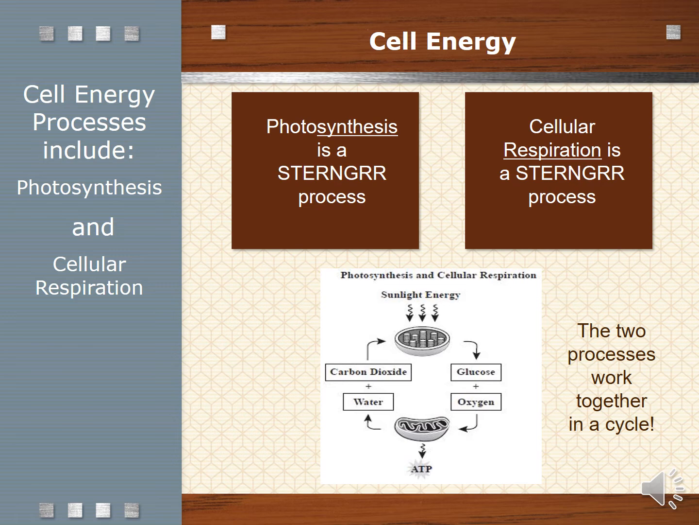All right, let's look at cell energy processes. There are two cell energy processes that we're going to study. That is photosynthesis and cellular respiration. Photosynthesis and cellular respiration are both Stirnger processes. We see within them they say synthesis, which is the S in Stirnger, and respiration, which is the R in Stirnger. The two processes work together in a cycle within plants, and in conjunction with animals eating plants, we get the whole process coming together.